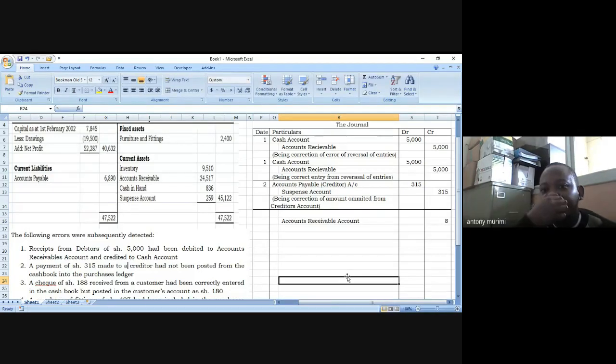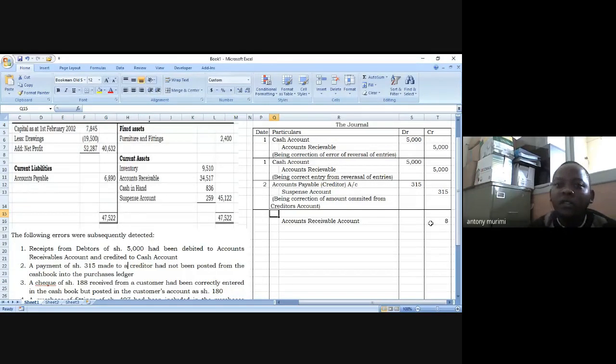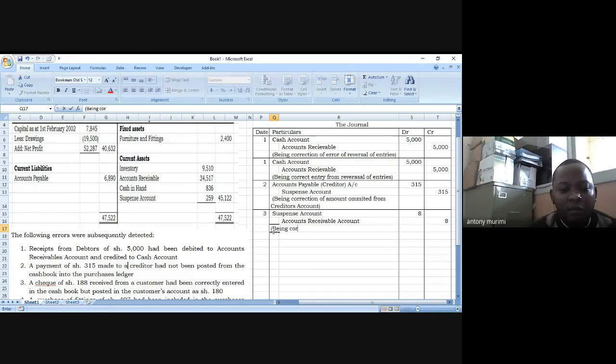And since this error affects the trial balance, we shall debit the suspense account. So we introduce the suspense account and debit 8 shillings in the suspense account. And then you have the narration being: correction for amount underposted in customer's account.